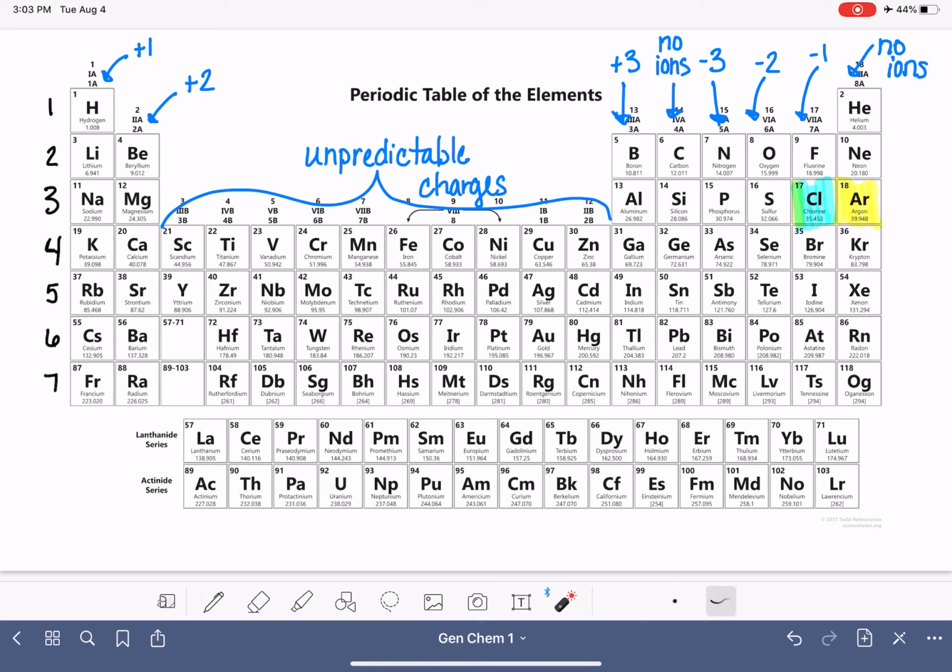So as a Gen Chem student, what I always encourage you to do is memorize sort of this mantra: +1, +2, +3, nothing, -3, -2, -1, nothing. And that will help you very quickly look at an atom and predict its charge.